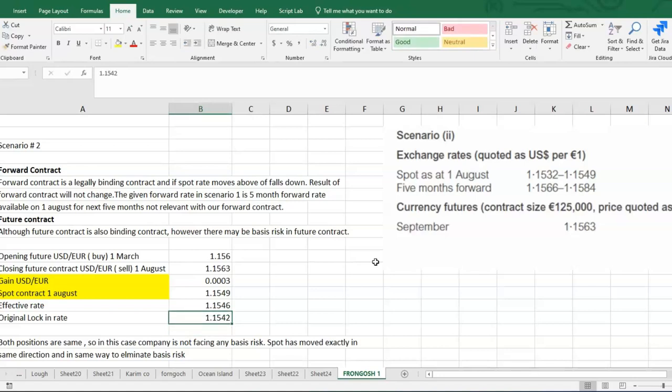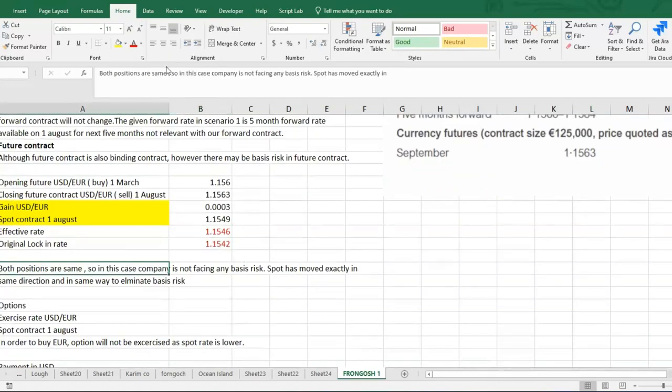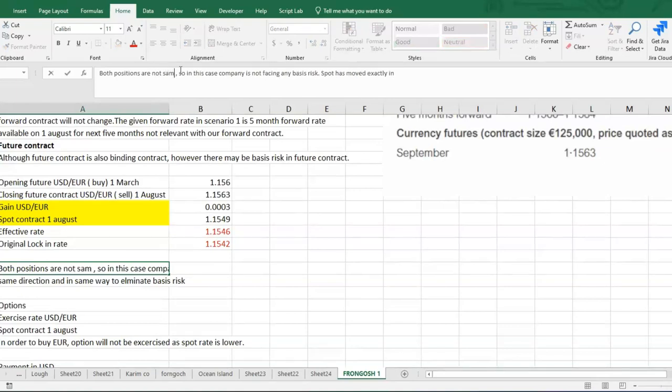Oh, both are not the same. So can anyone tell why both are not the same? Can anyone explain why both are not the same? Because of the basis risk. So now we will change this discussion. Both positions are not the same because of basis risk.